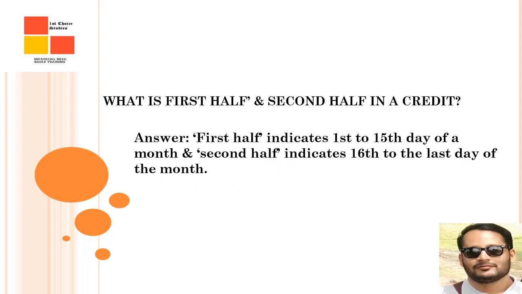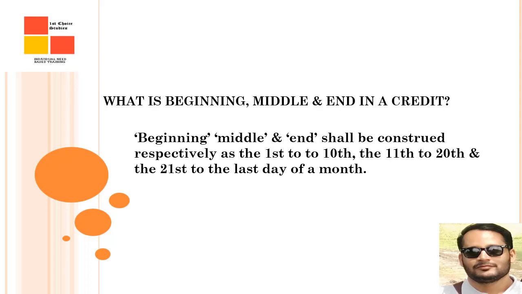What is first half and second half in a credit? Answer: First half indicates the 1st to 15th day of a month and second half indicates the 16th to the last day of the month. What is beginning, middle and end in a credit? Answer: Beginning, middle and end shall be construed respectively as the 1st to 10th, the 11th to 20th and the 21st to the last day of a month.